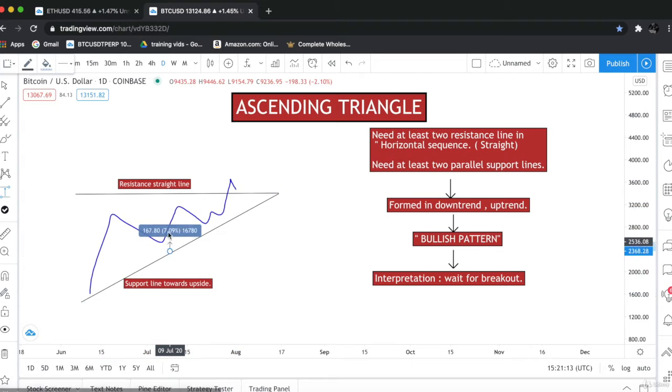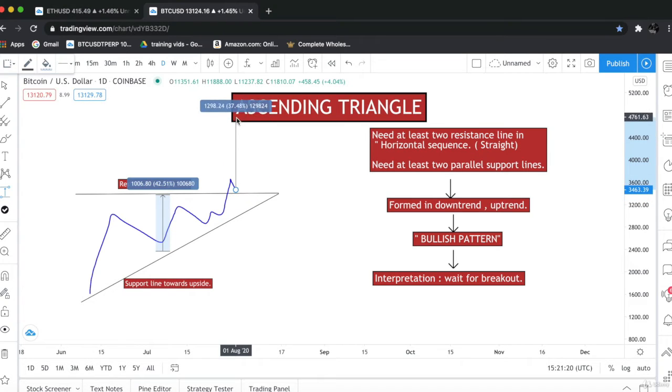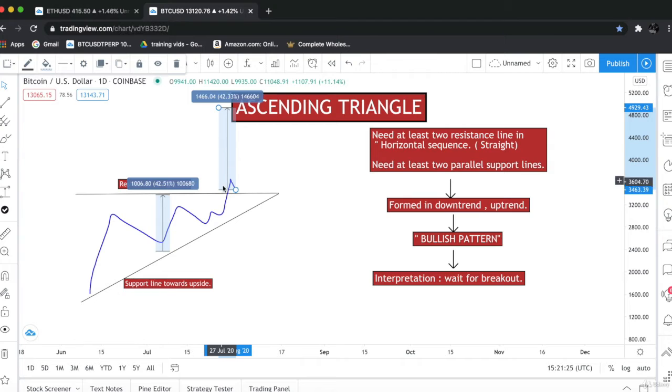We have to measure this. This is approximately 42% up. Our take profit would be here, 42% up. This would be our take profit zone. So we should wait for the breakout, and after that we should buy, and our take profit would be here. Let's go to the chart and find some ascending triangles on the chart.